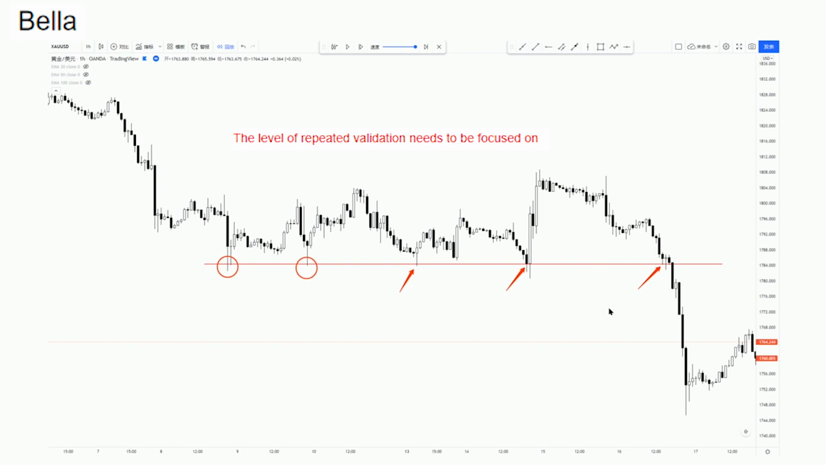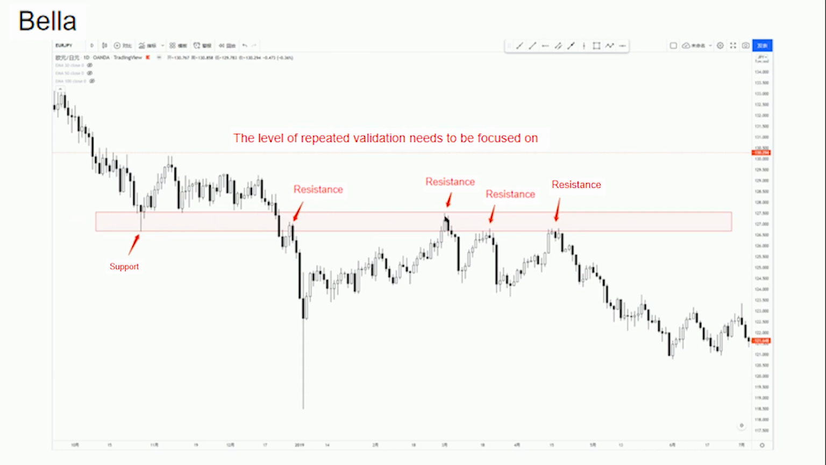And then there's the multiple validation level of the no-group swap like this, and that's the price area that needs to be looked at, and we'll talk more about the logic of the architectural movement of no-group swap in the second part of this video.